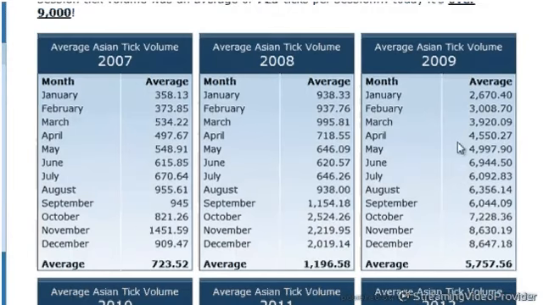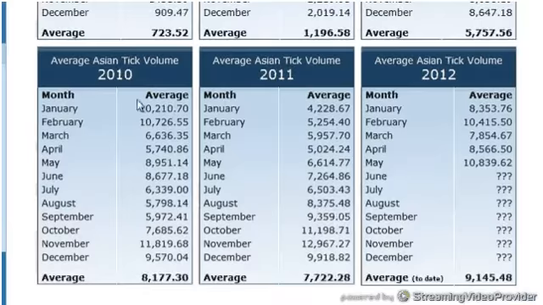2009, boom, almost 6,000. That's huge. That's like 8 times what it was in 2007. Okay, and it doesn't stop there. 2010, 8,000. 2011, 7,700. But again, in relation, it went down a little bit, but in relation to other years, this is huge. 2012, opportunity is skyrocketing right now, guys. The average tick volume to date, 9,145. That is a big number. It's huge. And you're going to see why in just a minute.